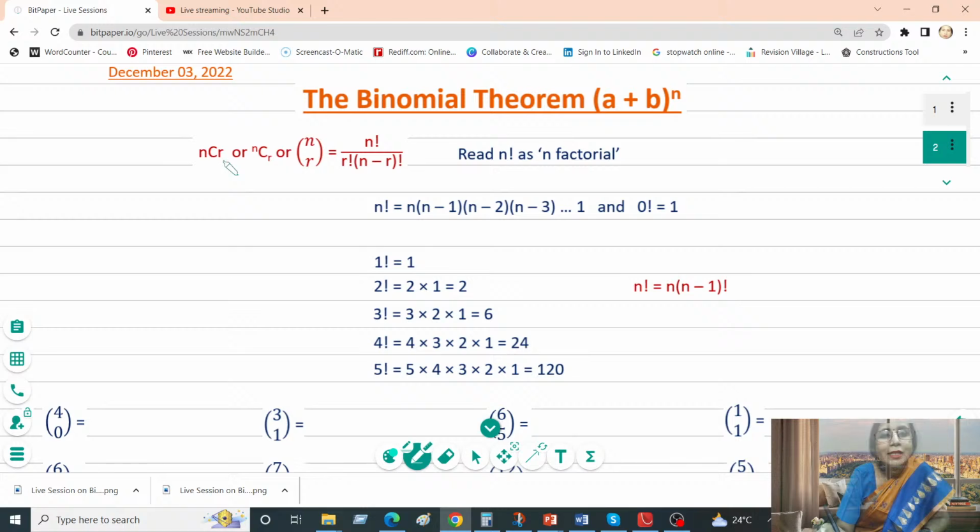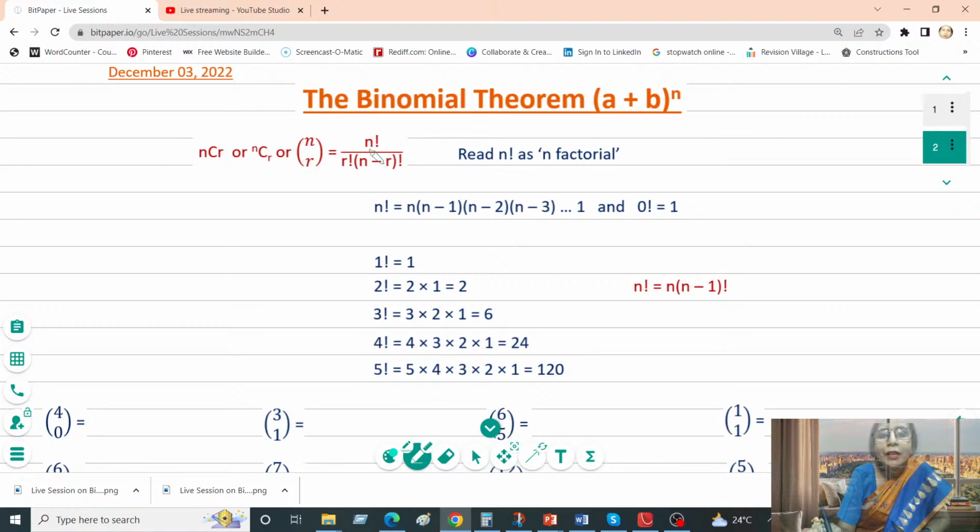So this nCr, written in this form or in this form, is equal to this formula. But how do you read them? This is n exclamation mark, which is not at all a familiar thing. How do we read this? Read it as n factorial. So now nCr is equal to n factorial over r factorial times, with the implied multiplication sign in between, n minus r factorial.